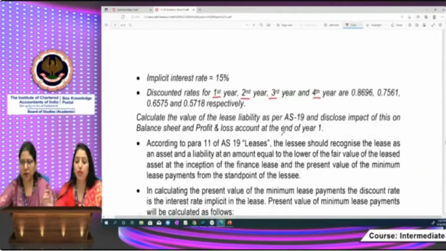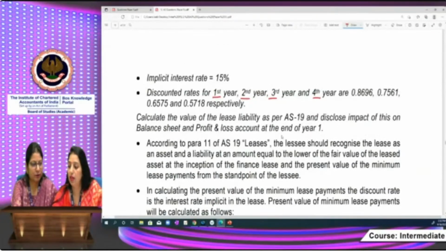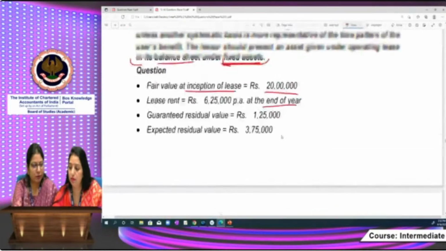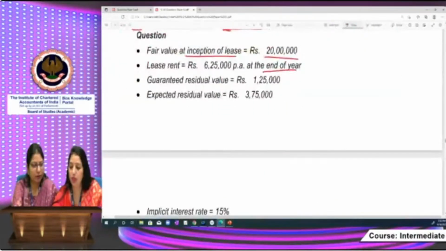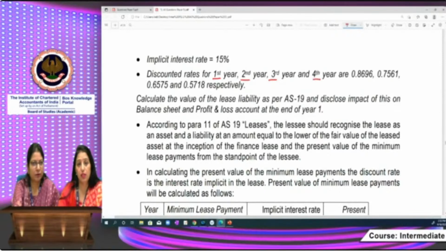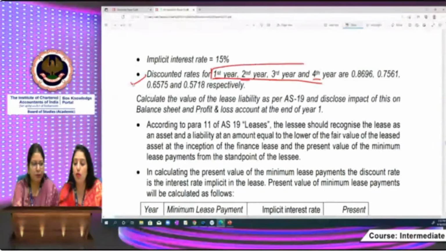From the above information, we have been given the fair value, residual value, lease rent, and expected residual value. Then what is the useful life of the asset? Useful life will be decided on the basis of the years for which discounting is given. When the question provides discounting only up to the fourth year, that means we can assume the useful life of the asset is 4 years.